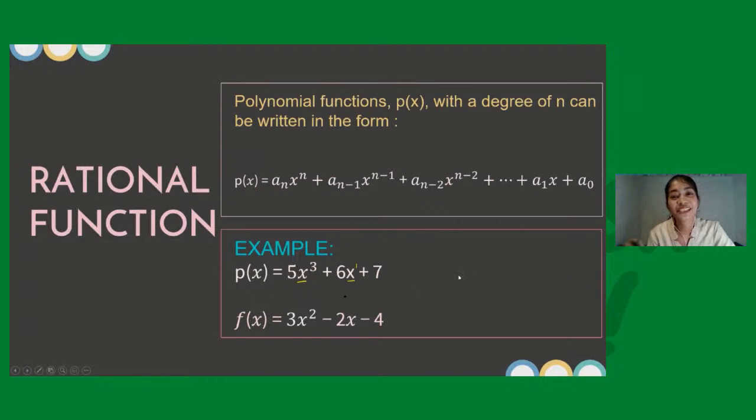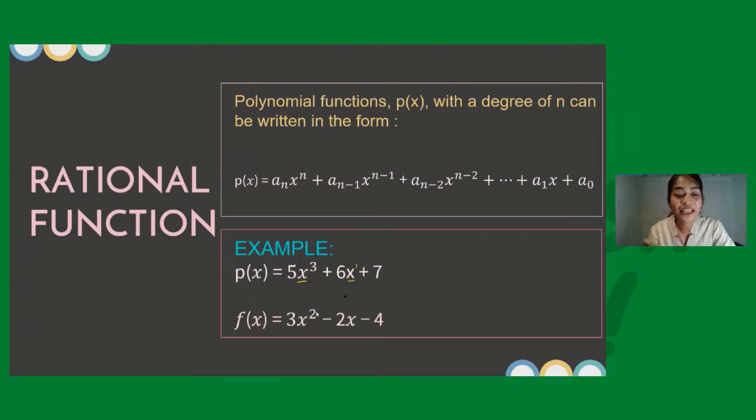We have another example. Another example is f of x is equal to 3x squared minus 2x minus 4. This example is actually very familiar to us. We call this the quadratic function since it has an exponent of degree 2.